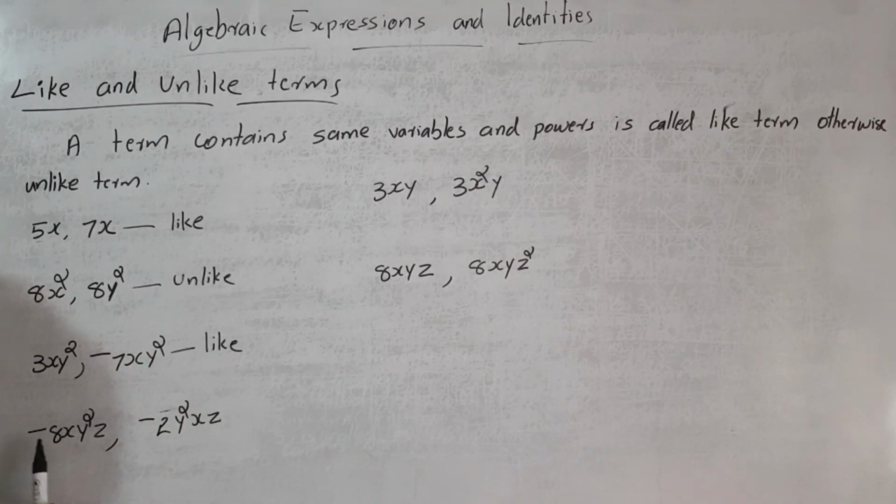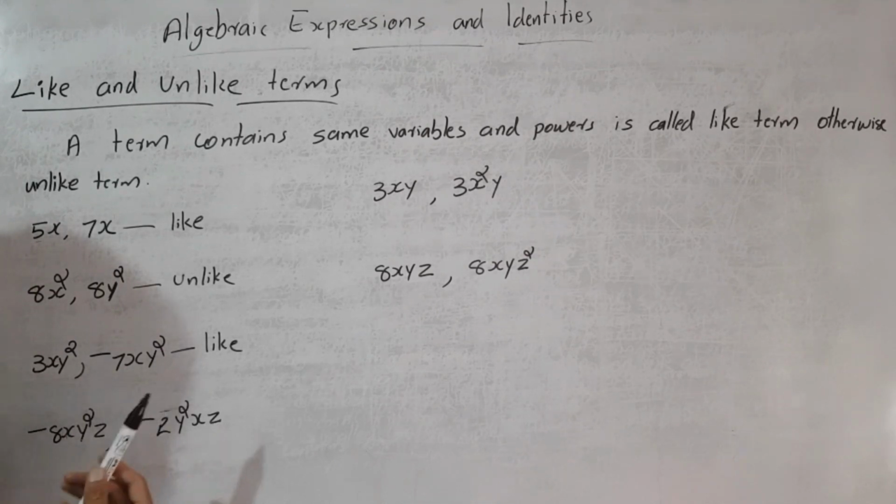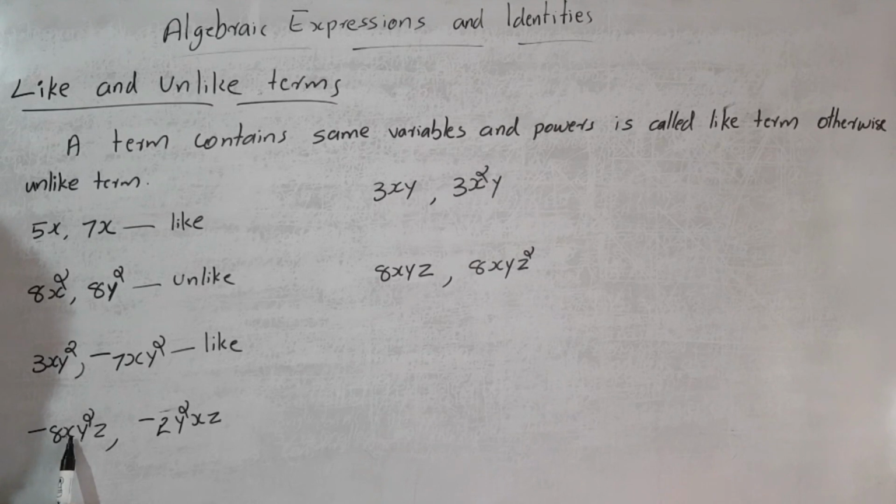Correct. Then the next one is minus 8xyz square. The first term is minus 8xyz square. The second term is minus 2y square xz. So what are the variables we use here? In the first, x, y and z. Here also the same: x, y, z. Correct, x, y, z.